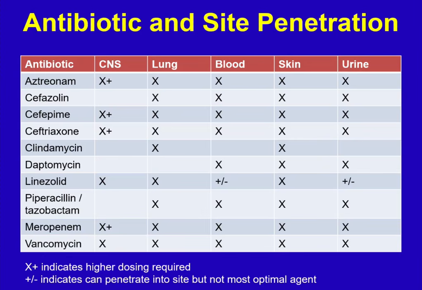It does get in there a little bit, so you can consider using it in your VRE UTIs. First of all, make sure it's a VRE UTI, a really true UTI, not asymptomatic bacteriuria, but it does have a little bit of activity in there. And in your blood, clindamycin is one of those drugs with poor urine, poor blood. It's the opposite of the aminoglycosides, so to speak.